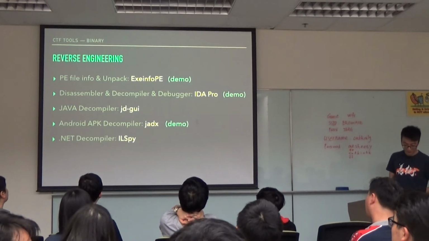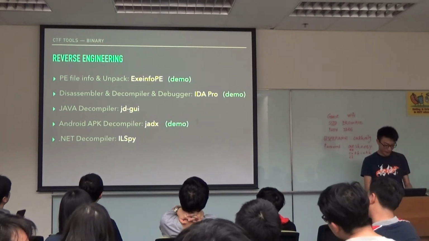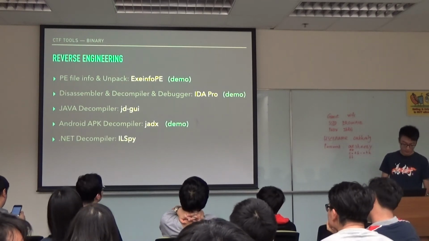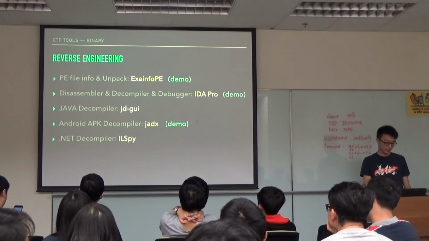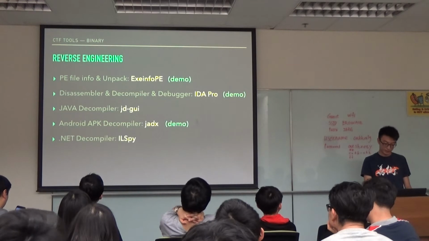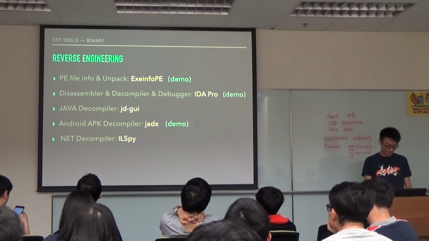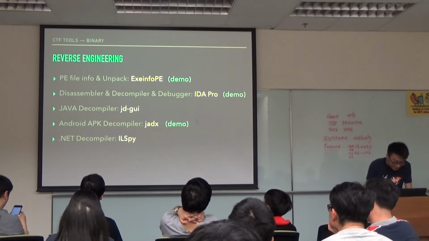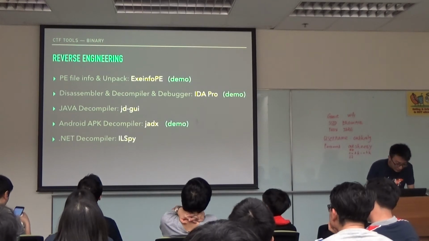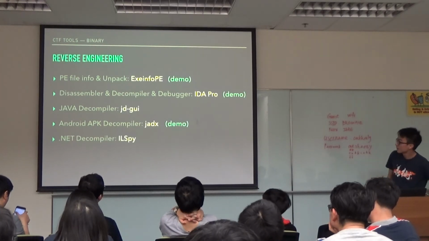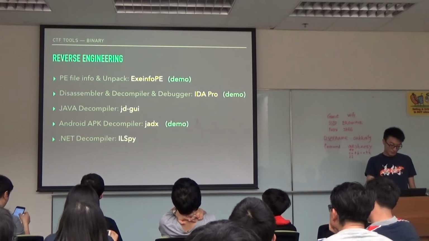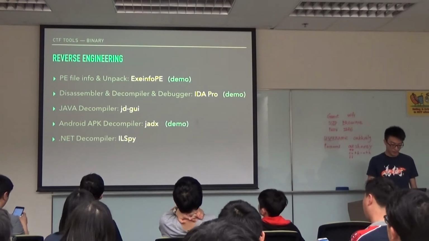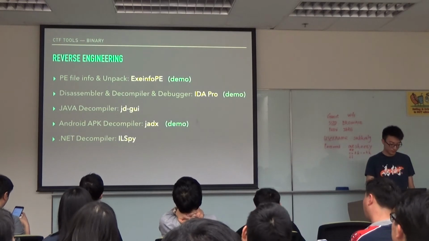The next part is binary. The first category of problem in binary is reverse engineering. Actually, last time, another speaker already spoke about tools like IDA Pro and basic knowledge about some binary exploits. This time I'll try to make this part short. The first tool I will introduce is for PE info extraction and also tries to unpack the exe file.